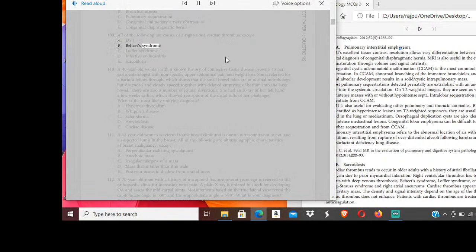Except A, DVT. B. Behcet syndrome. C. Loeffler syndrome. D. Infective endocarditis. E. Sarcoidosis.